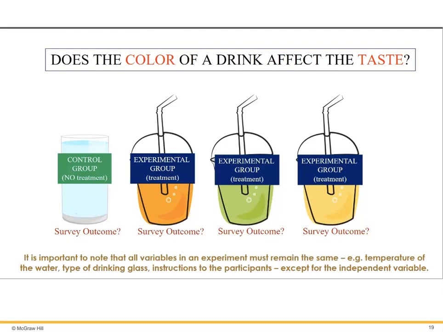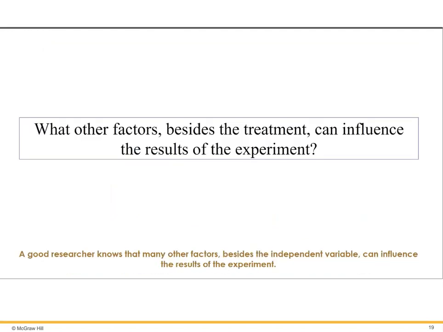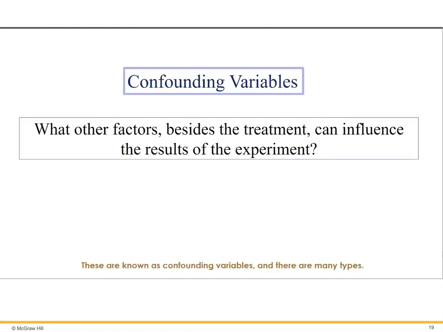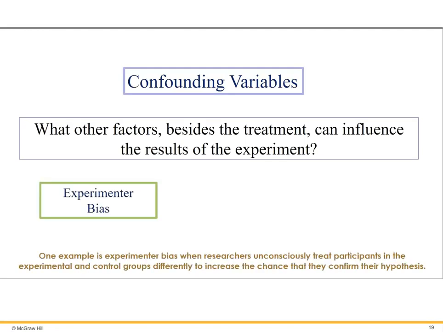It is important to note that all variables in an experiment must remain the same. For example, temperature of the water, type of drinking glass, instructions to the participants, except for the independent variable. A good researcher knows that many other factors besides the independent variable can influence the results of the experiment. These are known as confounding variables, and there are many types. One example is experimenter bias, when researchers unconsciously treat participants in the experimental and control groups differently to increase the chance that they confirm their hypothesis.